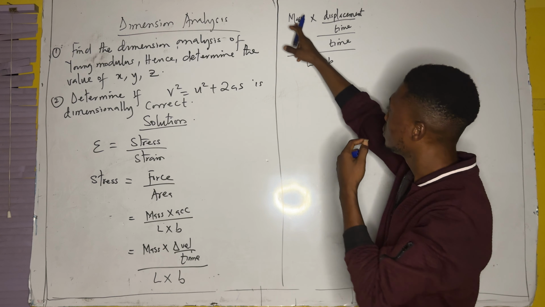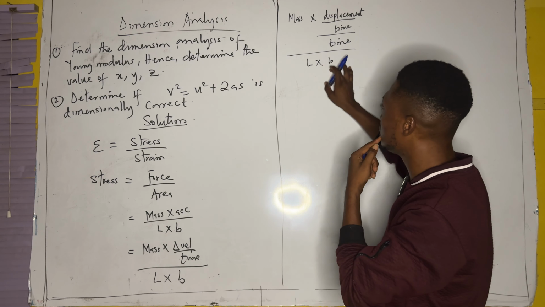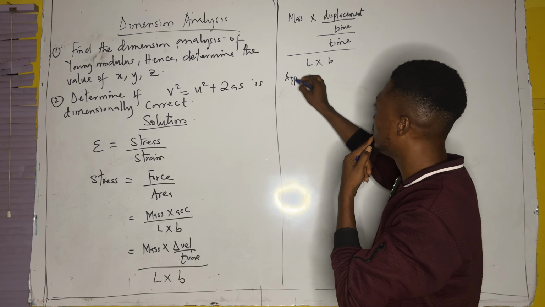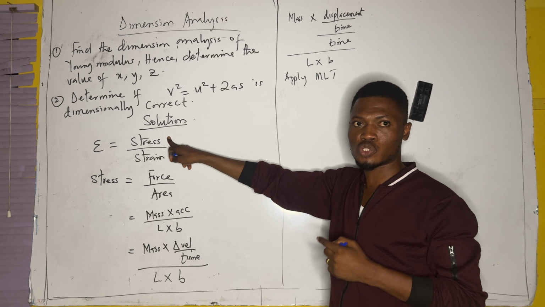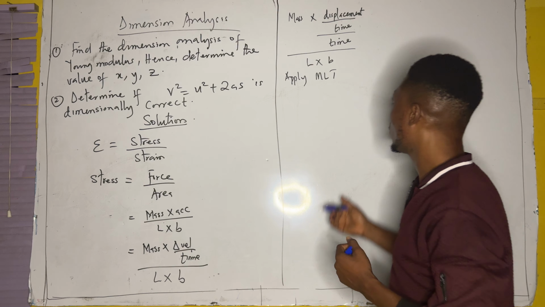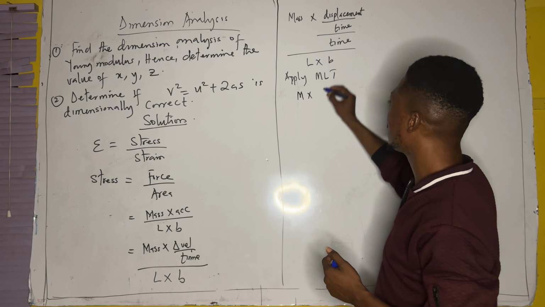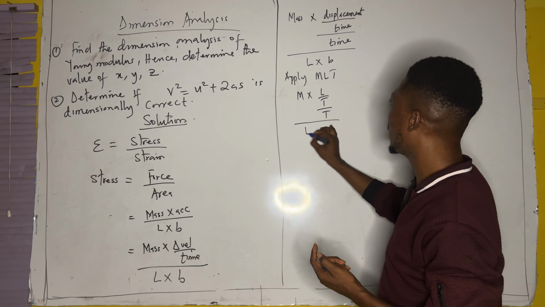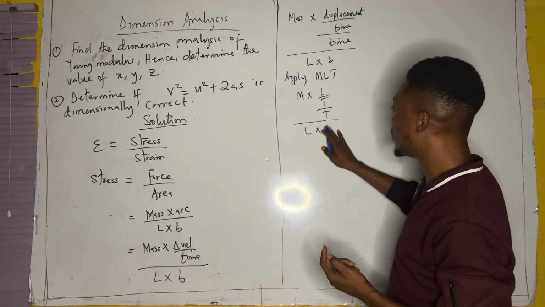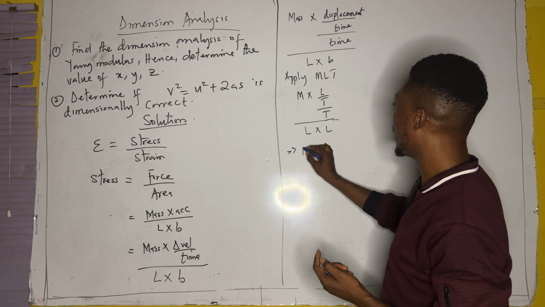I'll go again. Does that have a formula? No. This no. This no. This no. Then I apply what? MLT. Mind you, I'm still solving for stress. So what do I do? Mass is measured in terms of M, times this is L over T, over T, over L times B. Your breadth is also measured in length. So this will give us M L T to the minus 2.